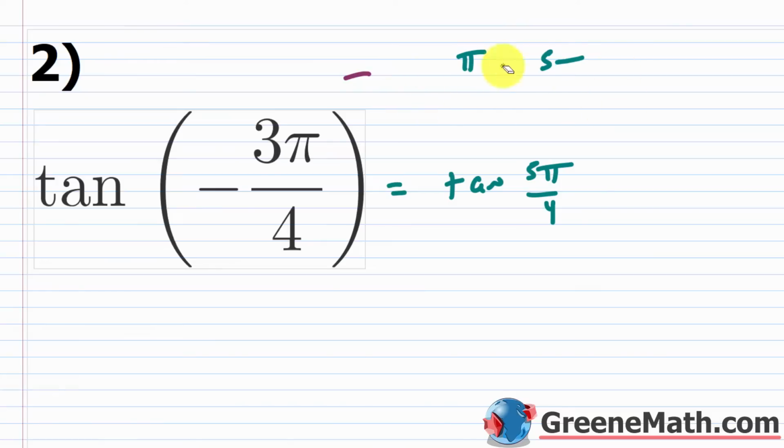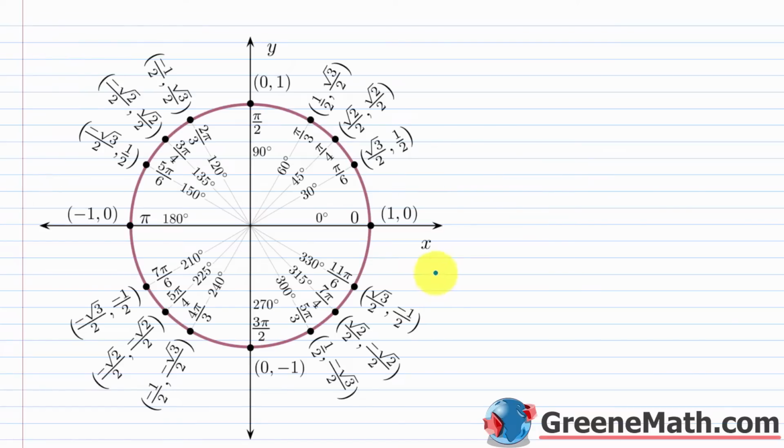When we think about the tangent, remember this is the sine divided by the cosine. So if we come down here, here is going to be my 5 pi over 4. If I look at the sine value, that's the y value for this point right here. So that's the negative of the square root of 2 over 2. And the cosine value is exactly the same. That's the x value here. It's the negative of the square root of 2 over 2.